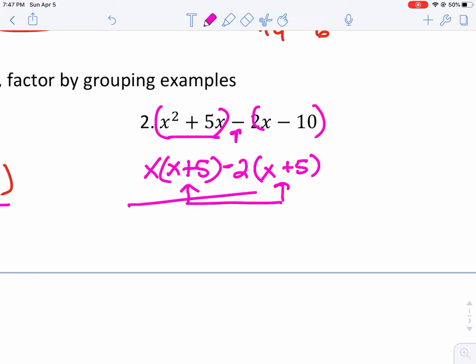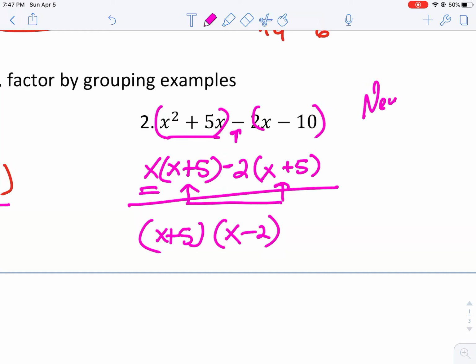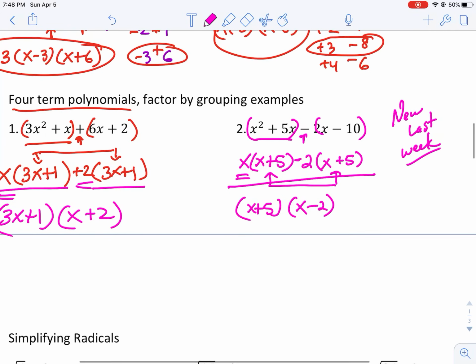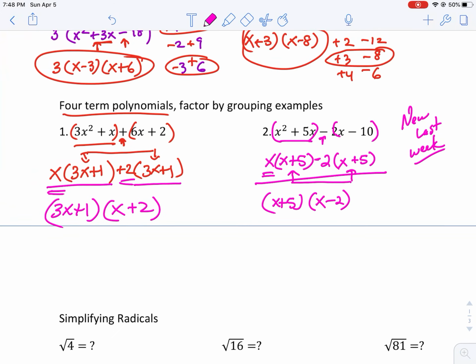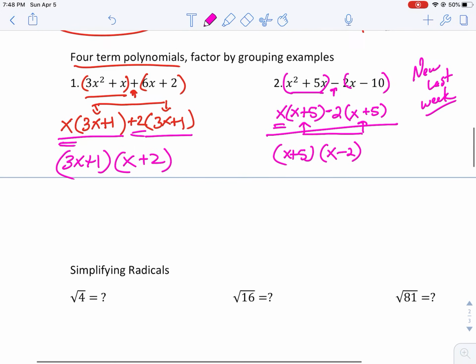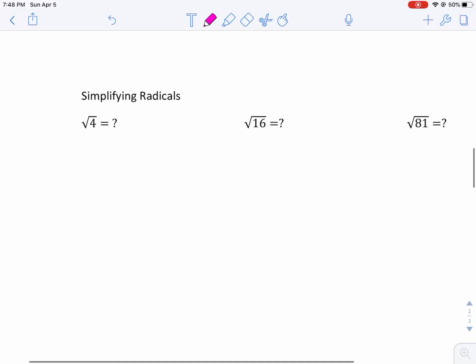And again, notice, these are exactly the same. So what do I factor out of both of them? X plus 5, and that leaves x minus 2. You're done. And some of you may say, oh, it's kind of hard, I'm not sure how it works. We just have to keep practicing it. Just keep watching me do it or contact me, because you will see a lot of this in the near future.